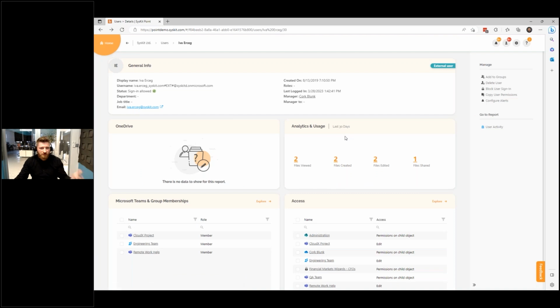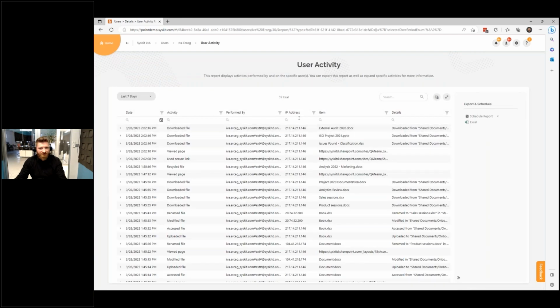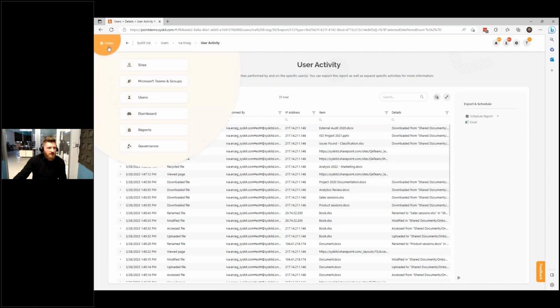So now that I've seen where that user has access, I also maybe want to check out what they have been doing with it. And for this, I can run the user activity report. This will allow me to see all of the actions and the items that that user has been affecting.